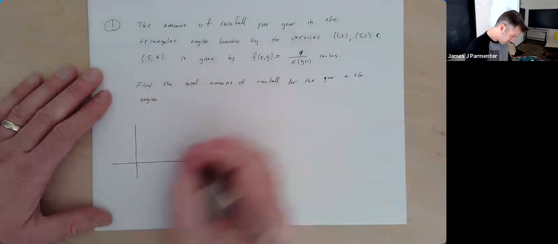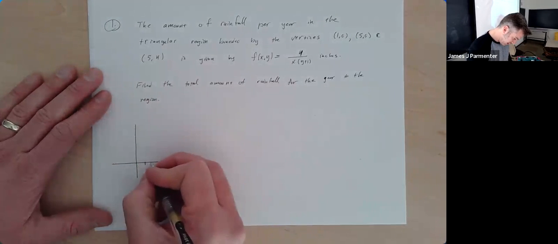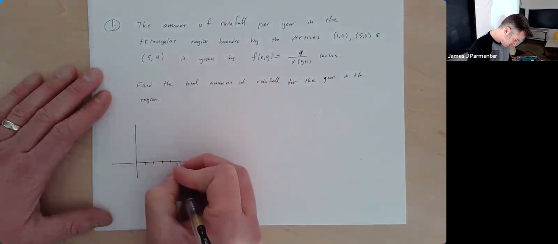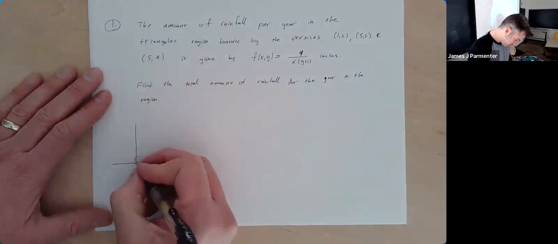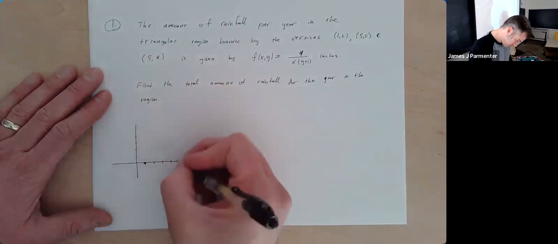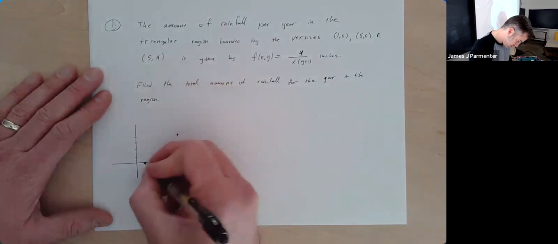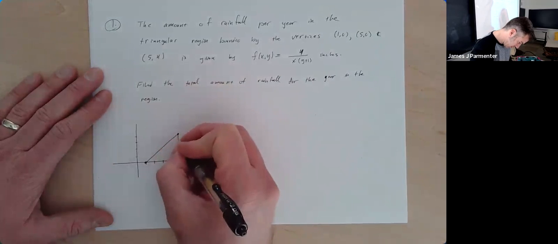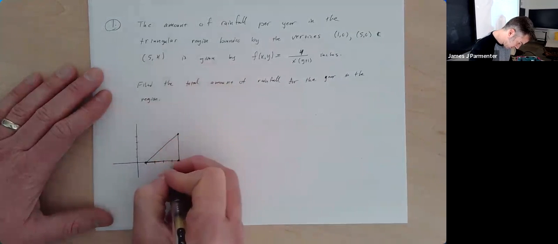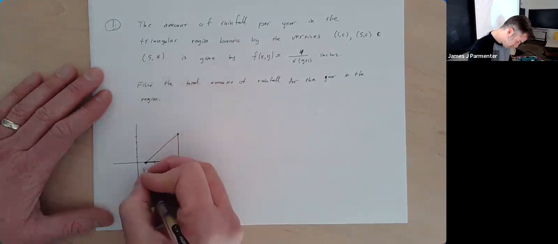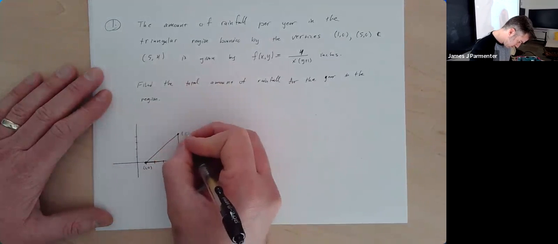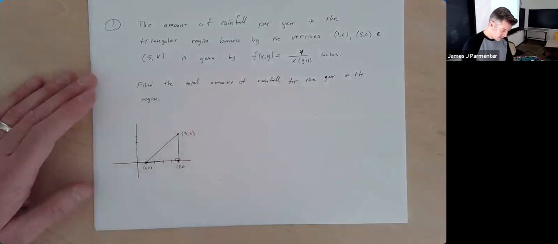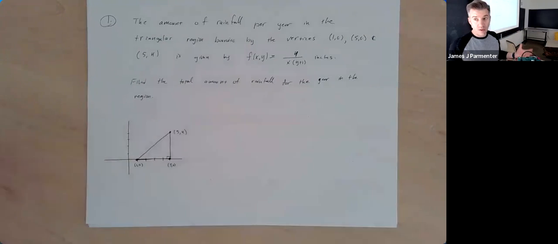My vertices were 1, 0, 5, 0, and 5, 4. So here's my triangular region. It happens to be a right triangle, which is probably good. So it's totally up to us to decide which way we want to do this.